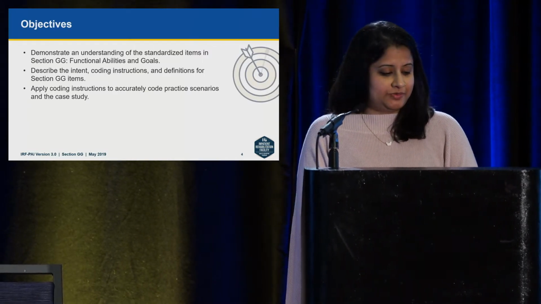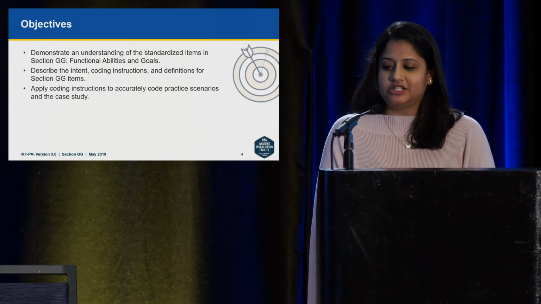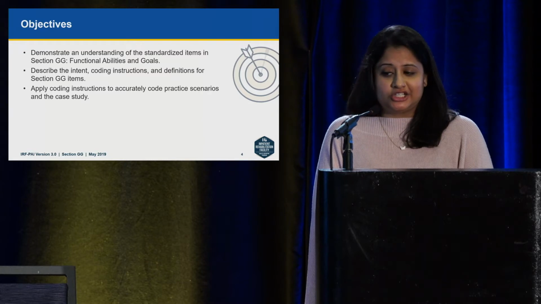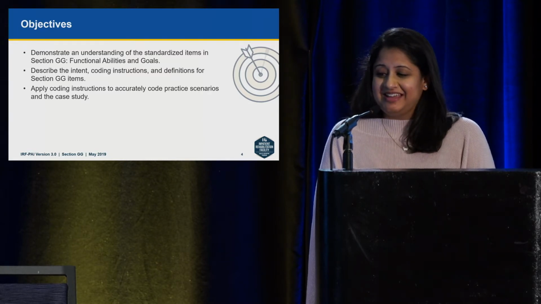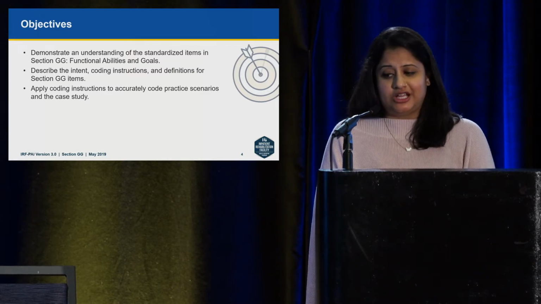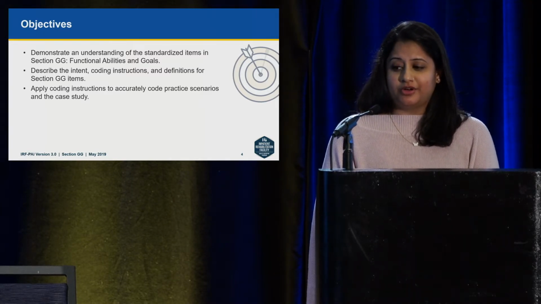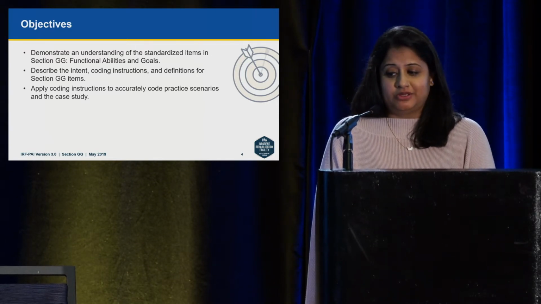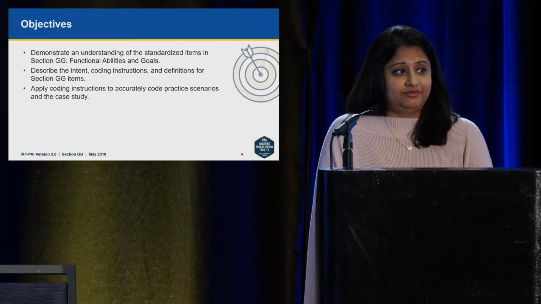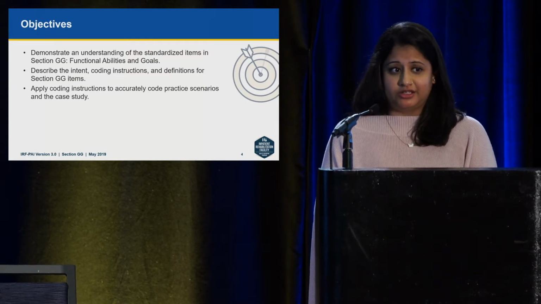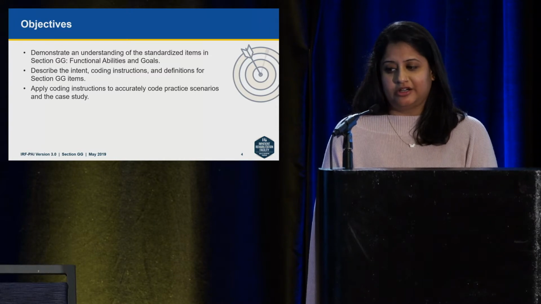So the objectives for this presentation: by the end, I hope that you'll be able to demonstrate an understanding of the standardized items in section GG, Functional Abilities and Goals, and describe the intent, coding instructions, and definitions for the section GG items. Then we're going to do a number of practice coding scenarios, so hopefully by the end you will be able to apply coding instructions to accurately code these, and also with the case study. We will be using Slido a lot, so if you haven't yet had the opportunity to log in and participate, I encourage you to do so now.